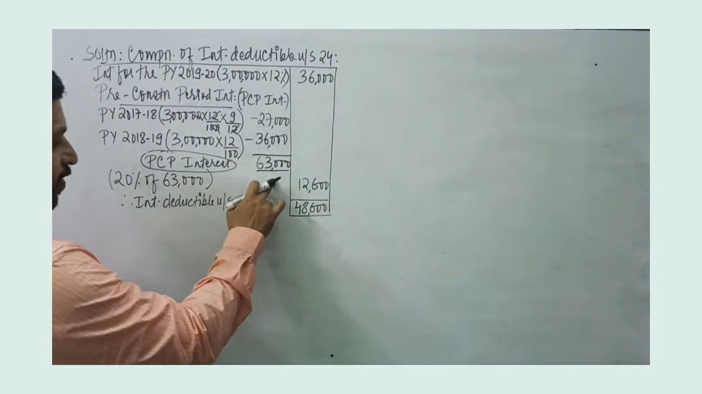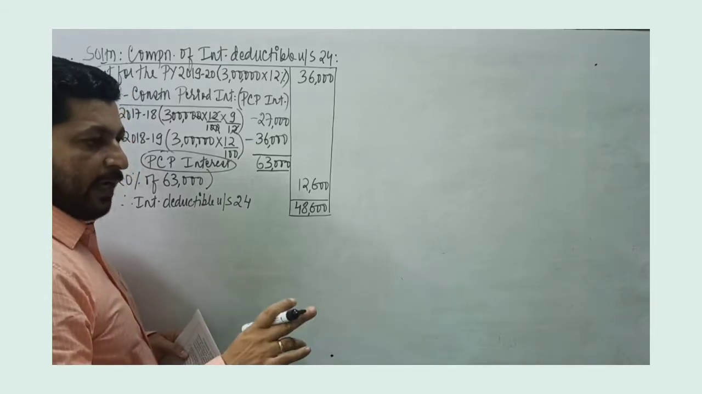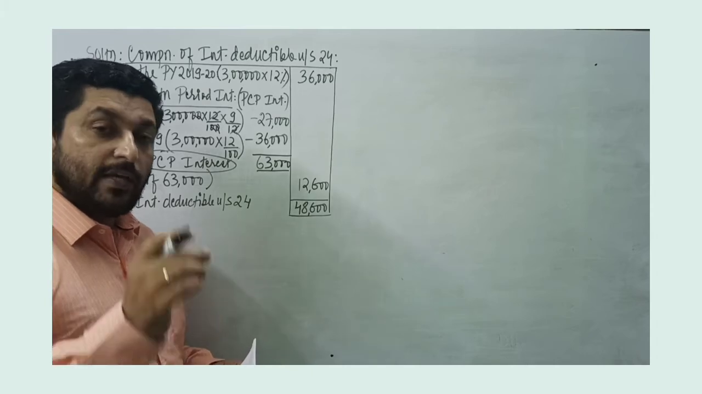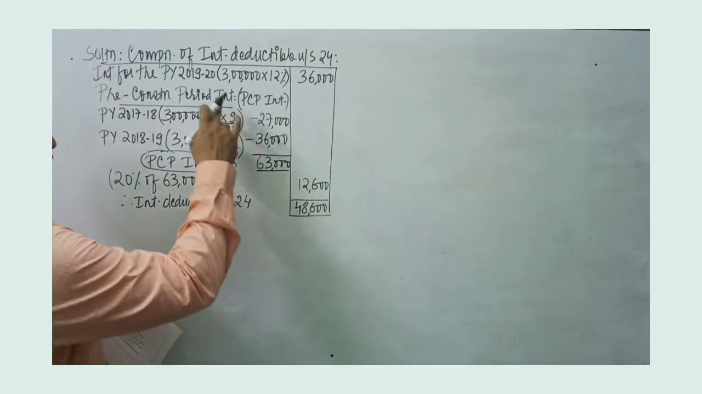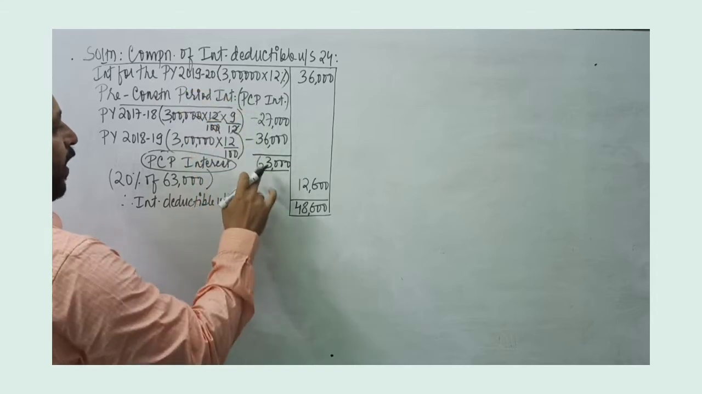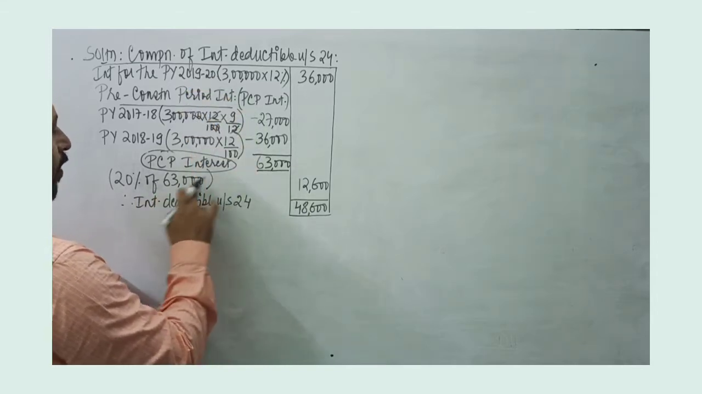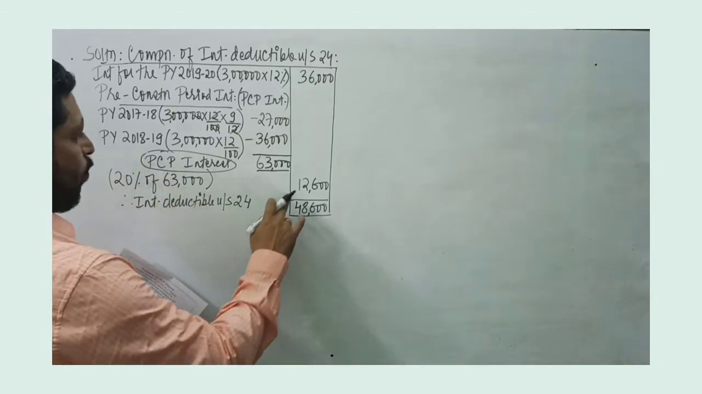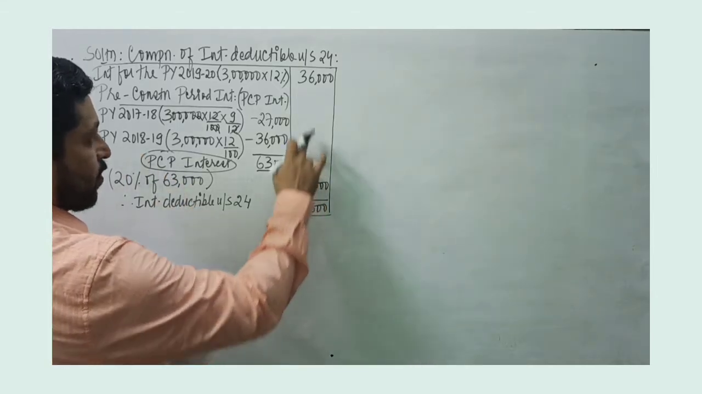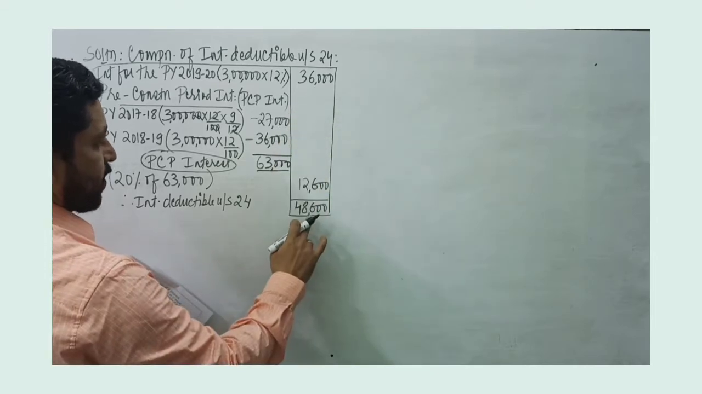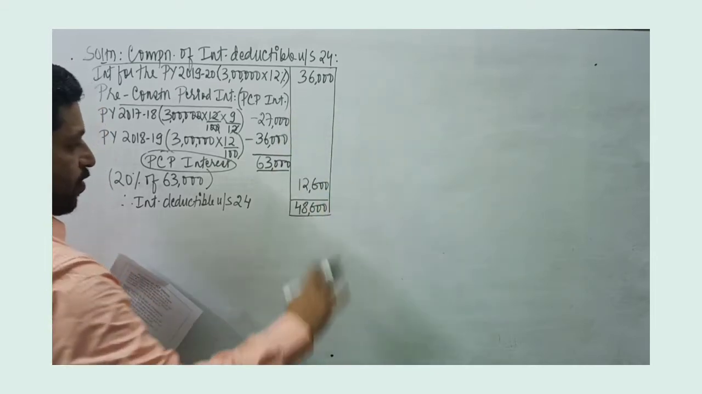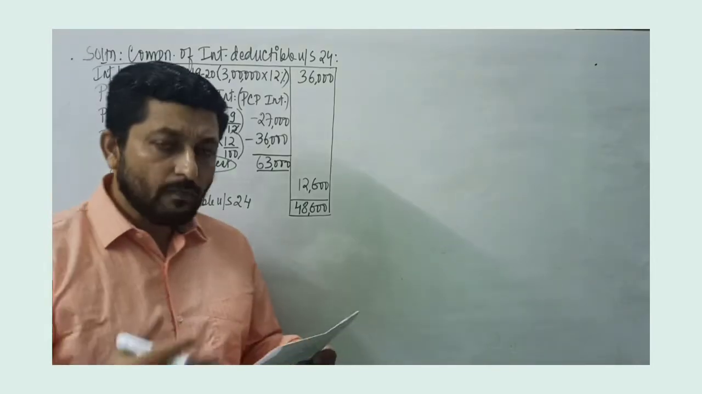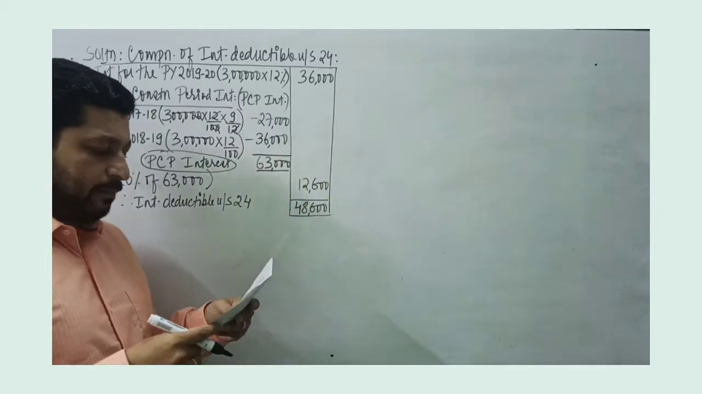This is PCP interest. And the rule is simple. PCP interest will be deductible at 20% or 1/5 of the value starting from the year the construction is completed. That is from the year 1920, 20% of this value or 1/5 of this value will be deductible. So 20% of 63,000 works out to 12,600 rupees. So total interest deductible under section 24 is 48,600. I hope this problem is clear. We will move to the next problem.